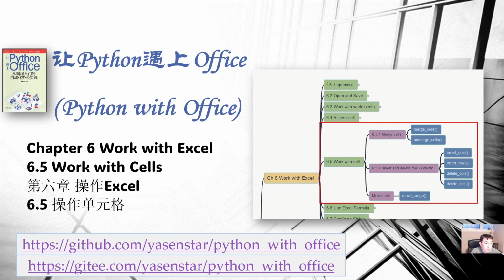Move to the next chapter. Still within working with Excel, we talk about how to continue working with cells. If you see from this mind map, within this 6.5, we have merge cell, insert something, and delete something from the columns or the rows, and also we will move cells. So we will learn a total of 7 methods for basic cell operations. So let's do this along with the book.